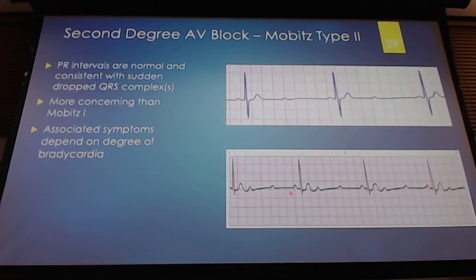If they only have 3 or 4 or 5 depolarizations getting down to the ventricles over that minute, they're probably going to be pretty symptomatic. So it depends on the degree of bradycardia, the number of depolarizations that get down to the ventricles will depend on what their symptoms are.